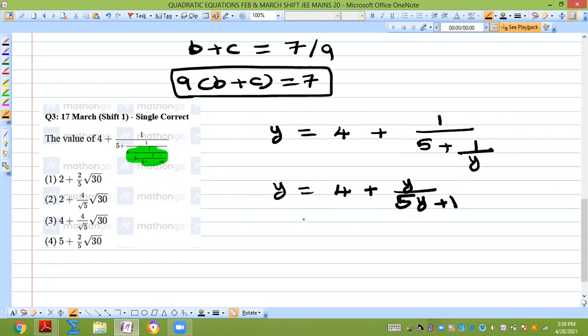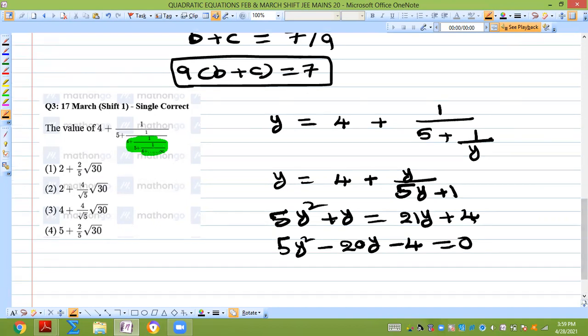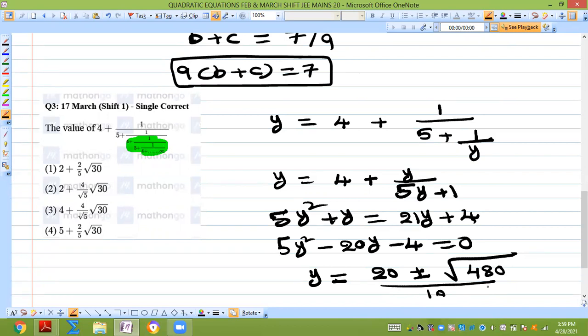Okay, so we can do cross multiplication, that is 5y square plus y is equal to 21y plus 4. So from this, 5y square minus 20y minus 4 is equal to 0. It's a quadratic equation. No factorization is possible, so directly we can take y equals minus b plus or minus root of b square, that is 400, minus 4ac. So this will be 480, by 2a, it will be 10.